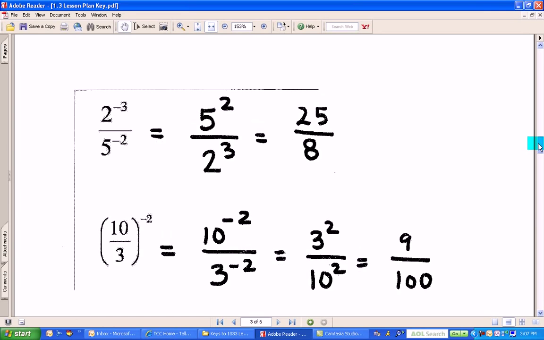Alright, and let's go ahead and do this one. 10 over 3 to the negative second power. Notice that the negative 2 as an exponent goes with the 10. Yes, right here. And it also goes with the 3. So that's my first thing I wrote out. And then what we do is we move them. 3 to the negative second becomes 3 to the second on the top. 10 to the negative second from the numerator becomes 10 to the positive second in the denominator, and we end up with the answer 9 over 100.